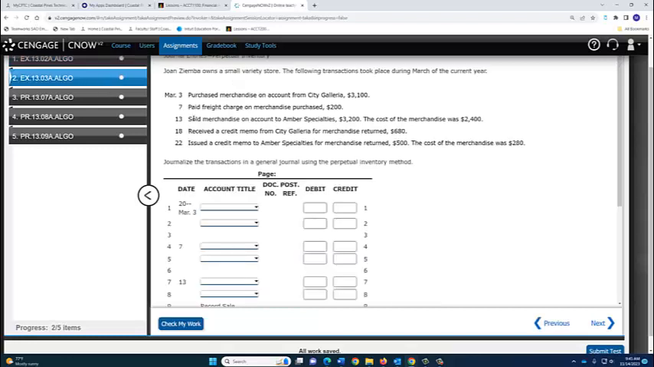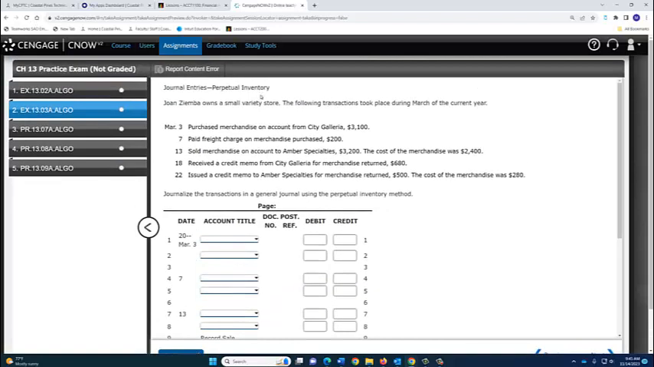And next we'll go to accounting for merchandise inventory using perpetual inventory. Now with the perpetual inventory method, we are using the merchandise inventory account actively. That means when we purchase inventory, it goes into the merchandise inventory account, not the purchases account. And then when we sell inventory, it comes out of the merchandise inventory account. In other words, we're keeping up with the inventory in the merchandise inventory account.